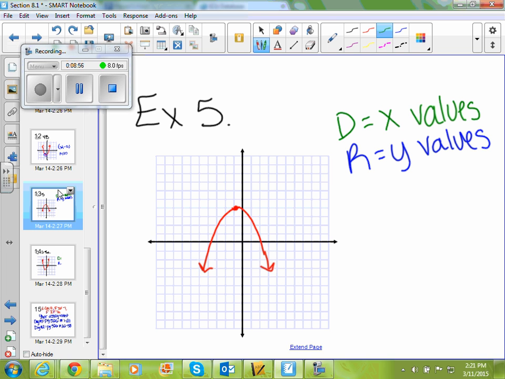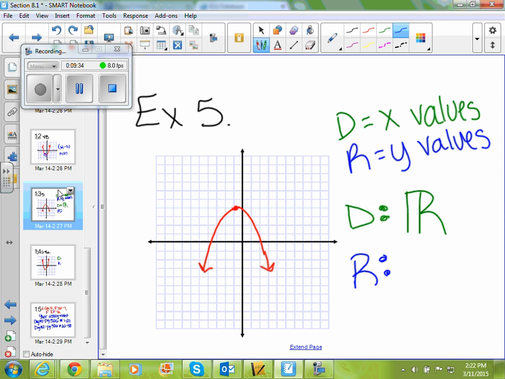Okay, then the last thing we're going to do is domain and range. We've done domain and range before, but just as review, domain is your x values. And in the case of parabolas, your x values are always all real numbers. So use your all real number symbol. That means any number will work for x. Any number in the universe will work for x. That's what that means.